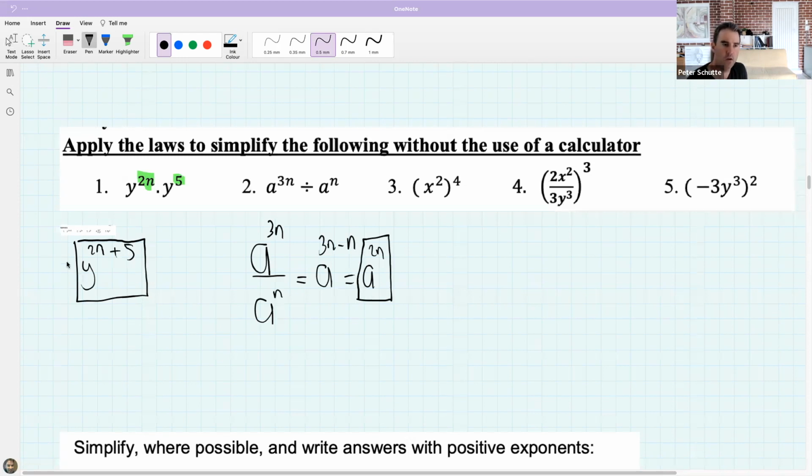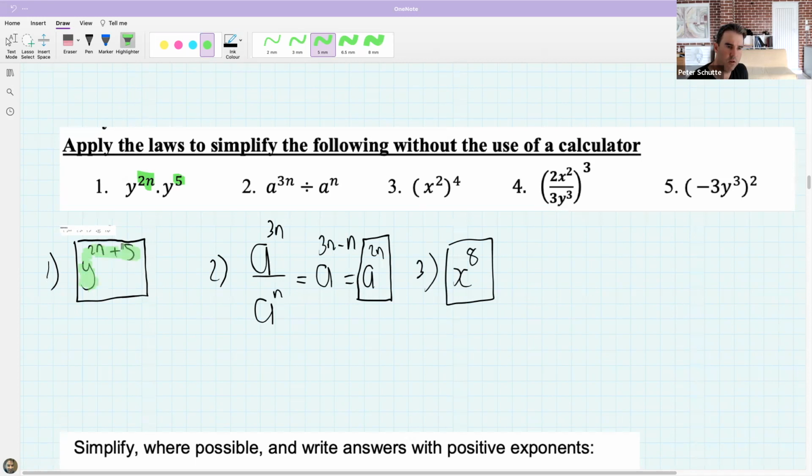Looking good, guys. I'll just put these in so you can see the answers. So 4 and 5 are a little bit trickier. Think about what laws you have to apply. Remember, there's a secret 1 hiding out here.